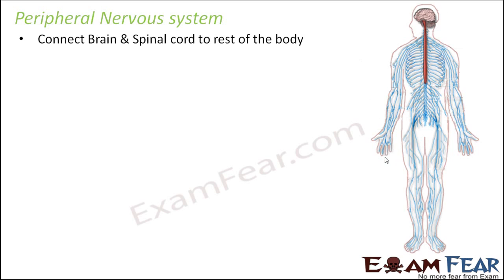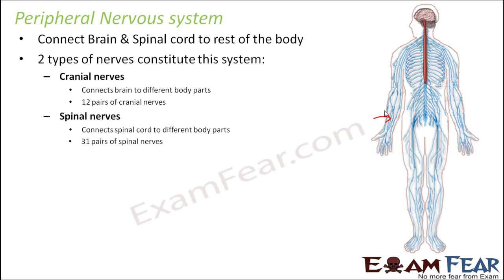As I was telling you, when you get hurt somewhere in your arm, the information goes to the brain. For that there have to be some nerves to carry that information. So all these peripheral nerves together form the peripheral nervous system. Now there are two types of nerves which form the peripheral nervous system: cranial nerves and the spinal nerves.